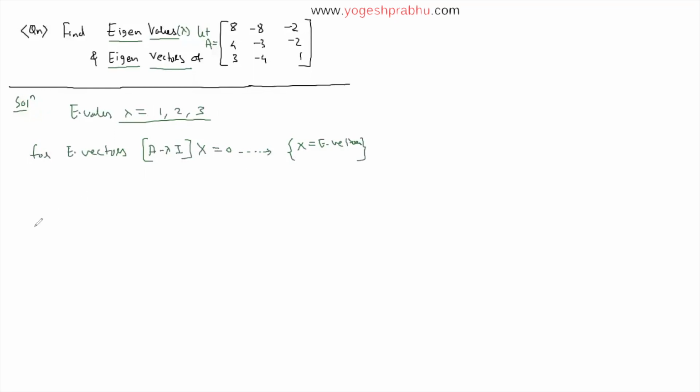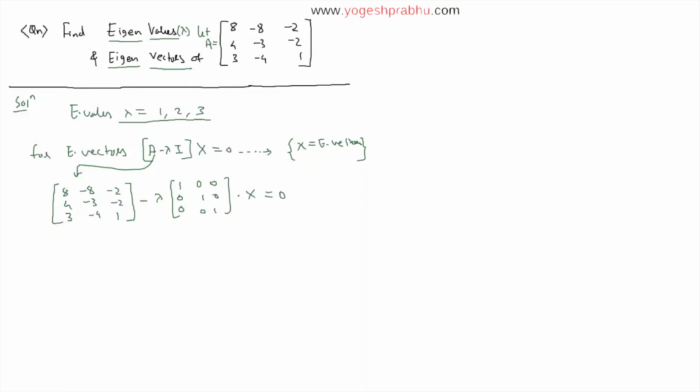Okay, that is what we have to find out. So how does this work? First of all, let us write down A minus lambda I. The A minus lambda I value is going to be, well, this A is the given matrix, which is 8 minus 8 minus 2, 4 minus 3 minus 2, and 3 minus 4, 1. That's A minus lambda I. I is 1, 0, 0, 0, 1, 0, and 0, 0, 1 times X, okay, equal to 0, right?